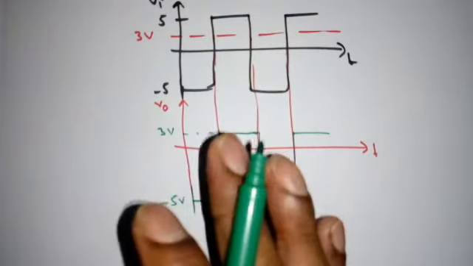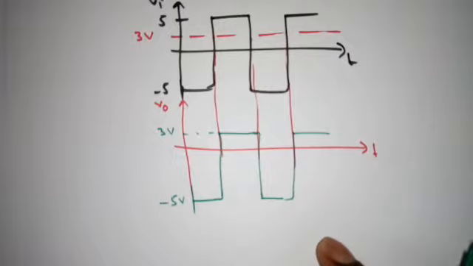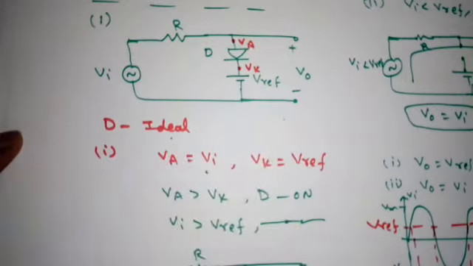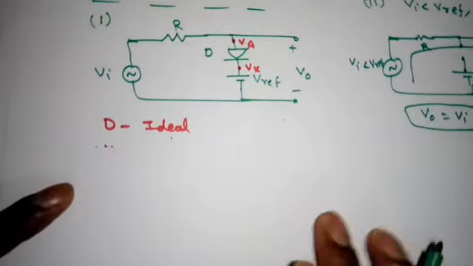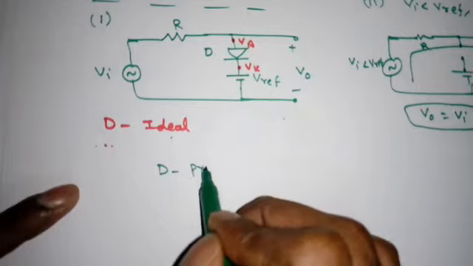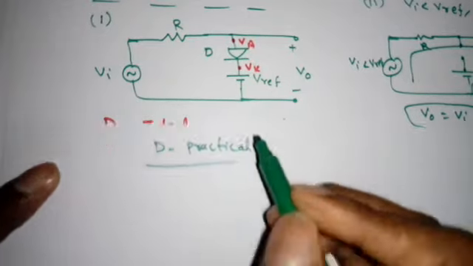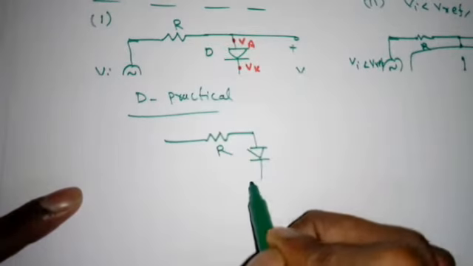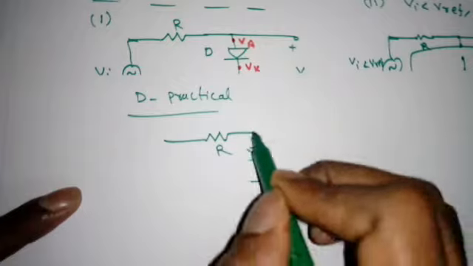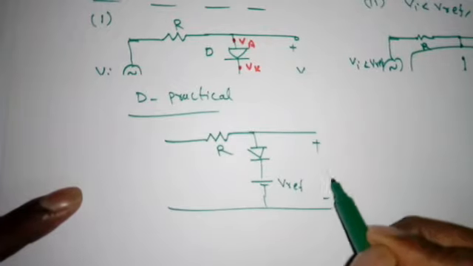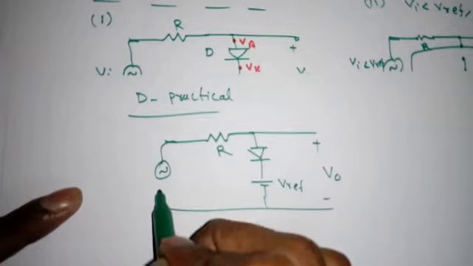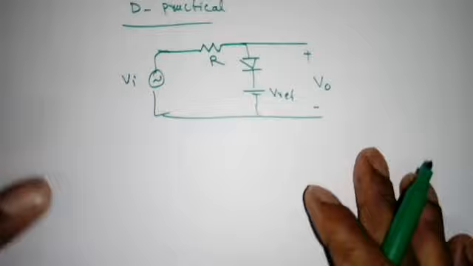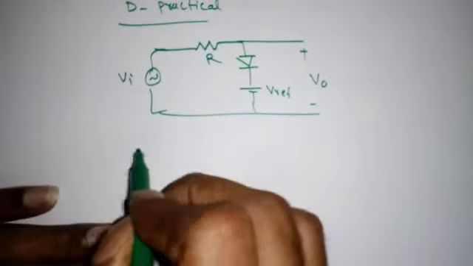So this is for the ideal case. So we did not discuss the practical case of this first circuit. So the same circuit I have to take, and we have to go for when the diode D is practical. So when the diode D is practical, the same circuit I will take. R, diode D, V reference, this is the V0, this is the source, Vi. So in the textbook also they will take Vs also, no problem.